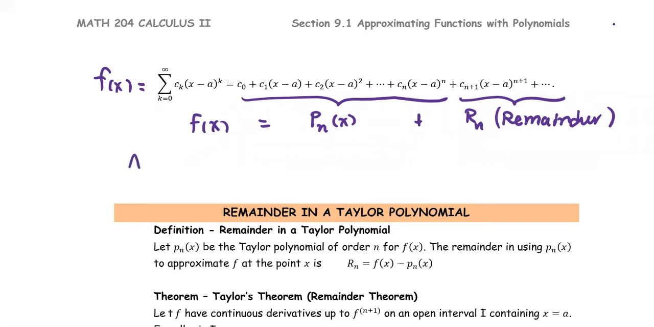The absolute error would be the absolute value of f of x minus Pn of x, or the exact minus the approximate, which is the absolute value of Rn, or the remainder term.